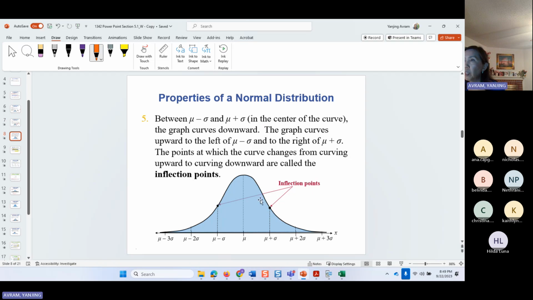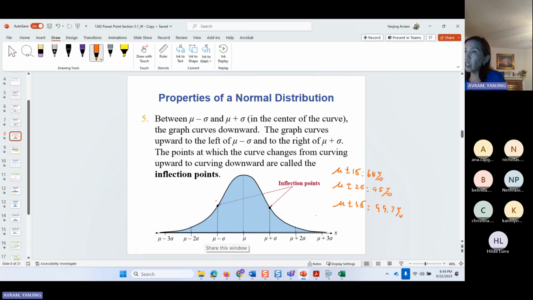Okay, so remember the empirical rule. The empirical rule, we always talk about the 1, 2, 3 standard deviations, right? If we have mu plus or minus 1 standard deviation, that's 68%. Mu plus or minus 2 standard deviations is 95%. Plus or minus 3 standard deviations, that's 99.7%. So those are the empirical rule.